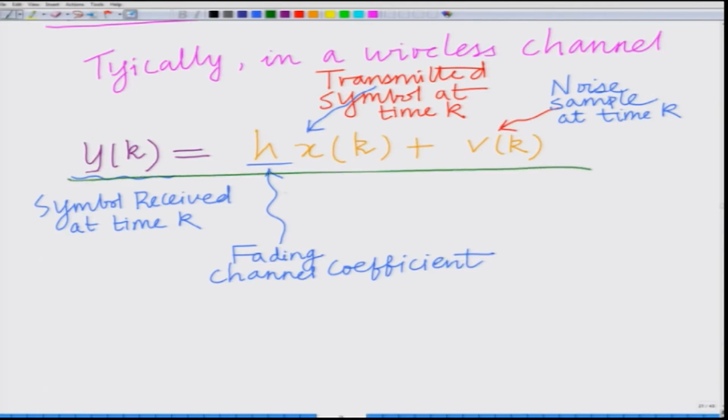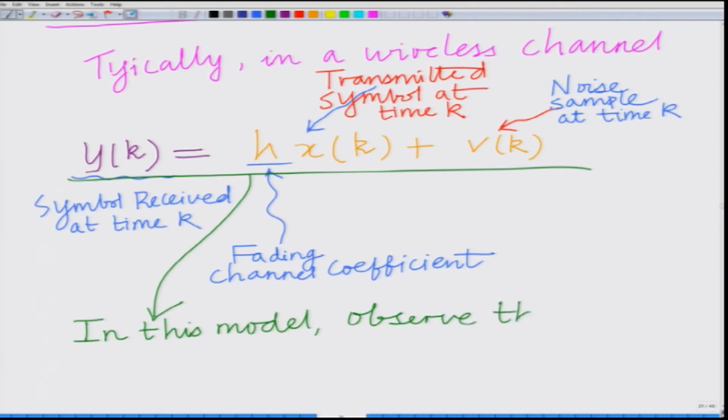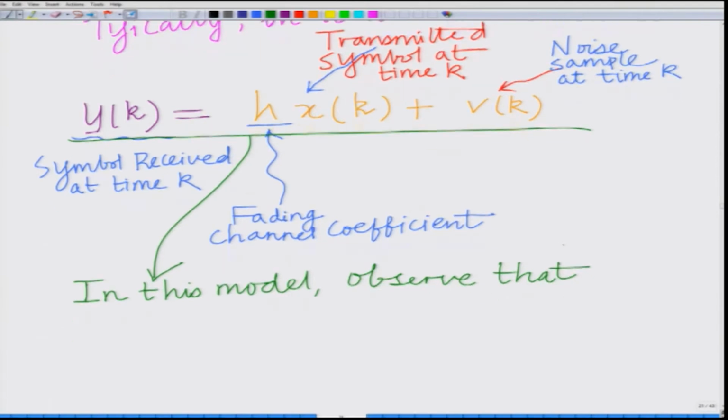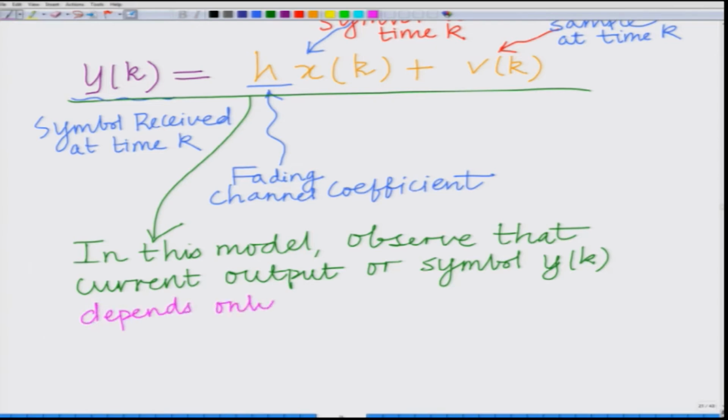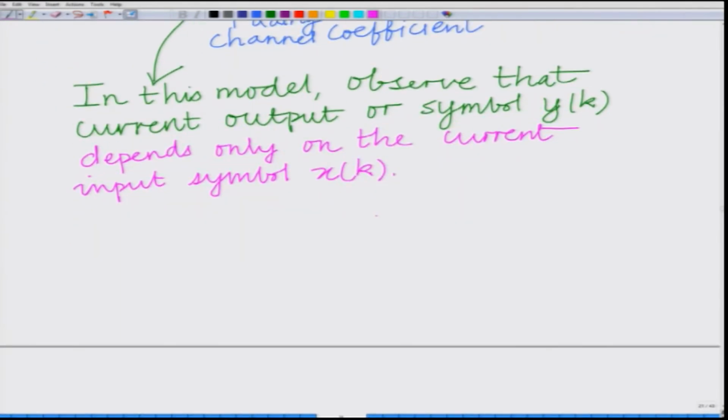So observe that in this model the current output symbol yk depends only on the current input symbol xk. It depends only on the current input symbol xk, right. So the current output symbol yk depends only on the current input symbol xk.